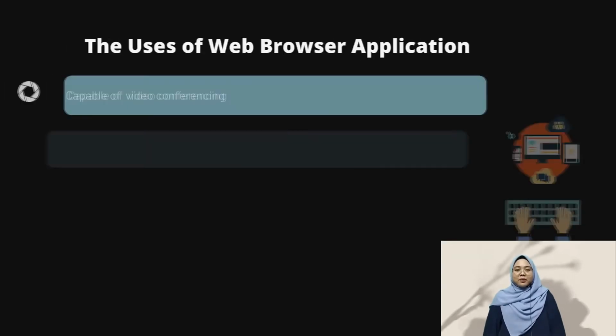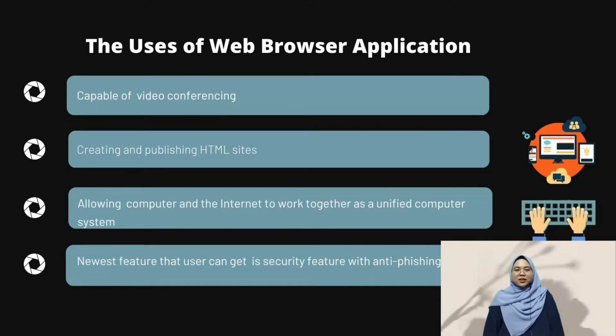Next, I will explain about the uses of web browsers. People usually know browsers are used when browsing the internet, but it is much more than that. Browsers have evolved into full-fledged software suites capable of everything from video conferencing to creating and publishing HTML sites. Browsers now allow computers and the internet to work together as a unified computer system.